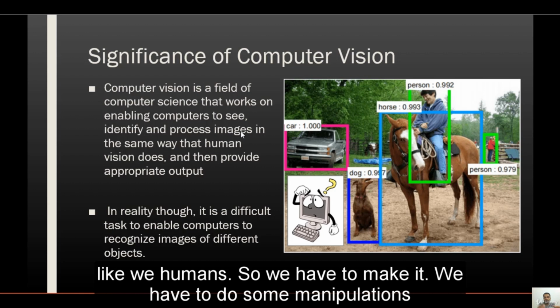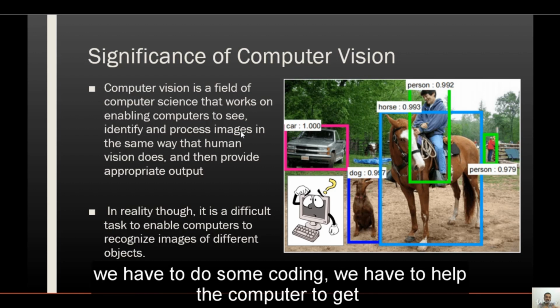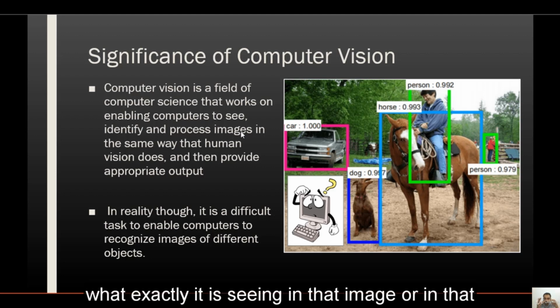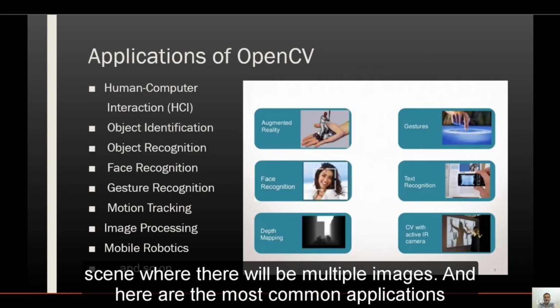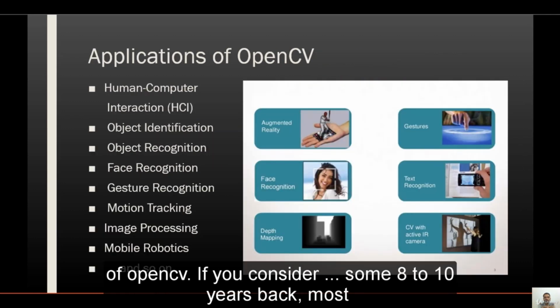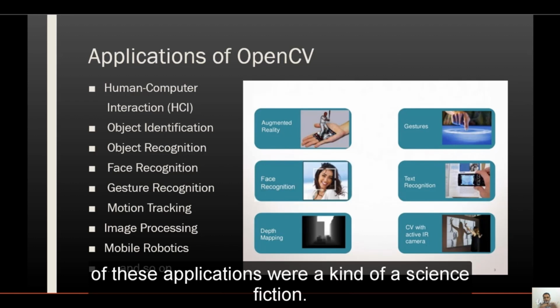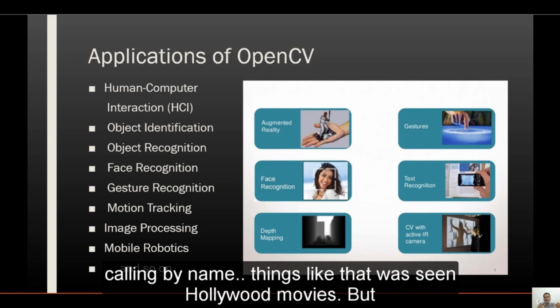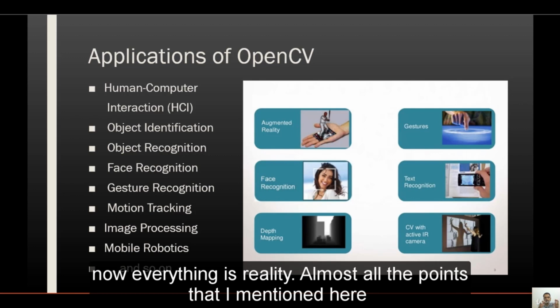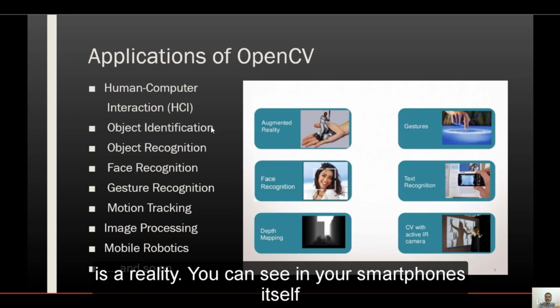But still our poor computers are not much of an expert in image recognition, just like we humans. So we have to do some manipulations, we have to do some coding, to help the computer get what exactly it is seeing in that image or in that scene where there will be multiple images. And here are the most common applications of OpenCV. If you consider some 8 to 10 years back, most of these applications were a kind of science fiction, where humans would come to a computer and it would identify the human and call them by name. Things like that were seen in Hollywood movies, but now everything is reality. Almost all the points that I mentioned here are a reality.